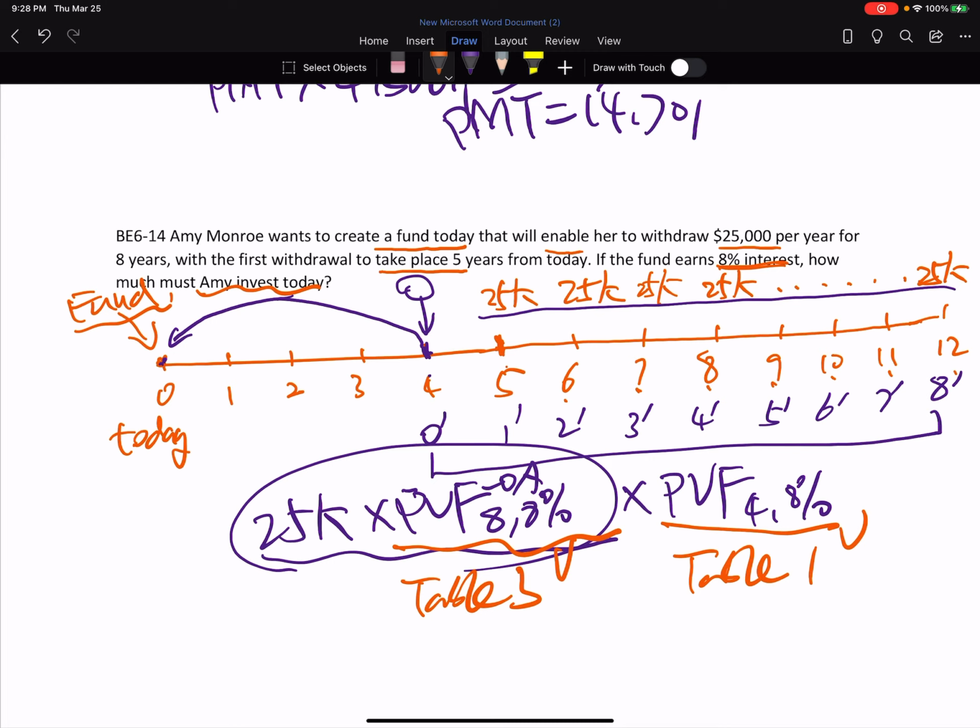So in this method we find a starting point and discount all these cash flows to this point, treating it as an ordinary annuity. And then we treat the present value, or the value at 4, as a single sum, a future value from point 0, right? Then we discount 4 periods to 0 by multiplying by this single sum present value factor.